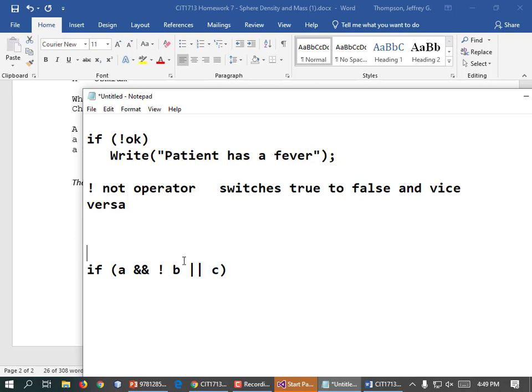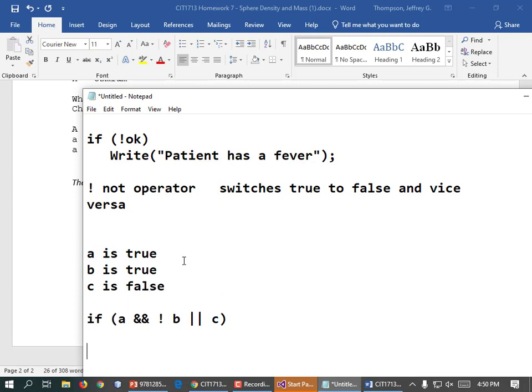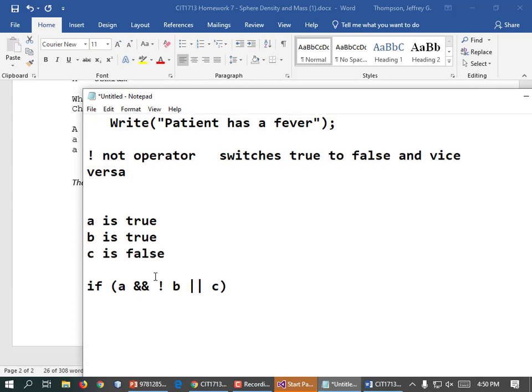So let's make up some values. Let's say A is true, B is true, and C is false. Is this going to happen? Is this going to evaluate to true or not? Well, let's find out. B is true, but then not turns it into a false.